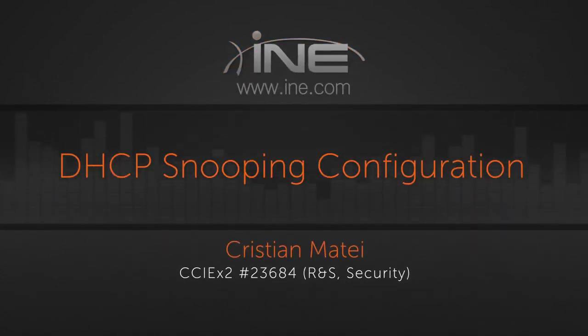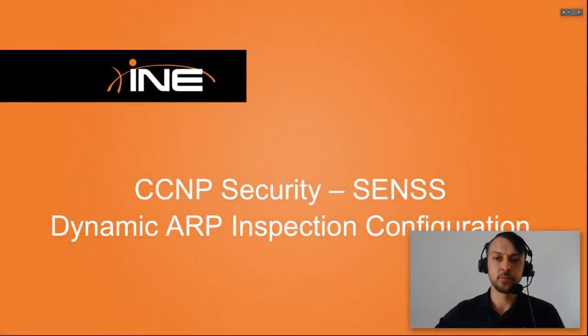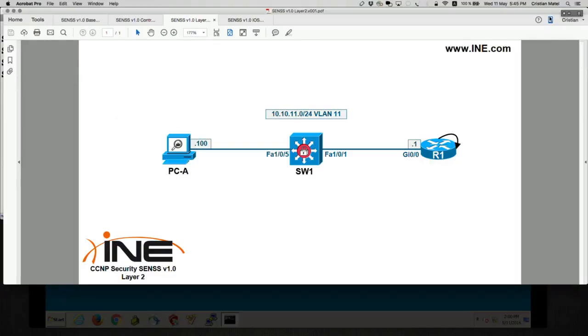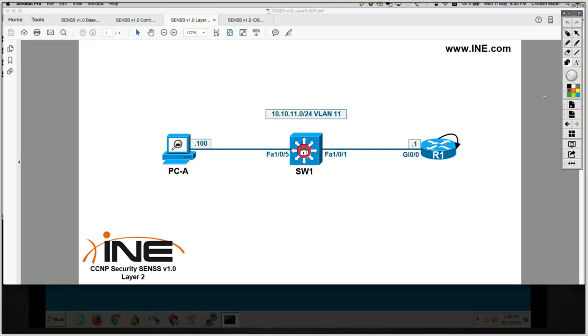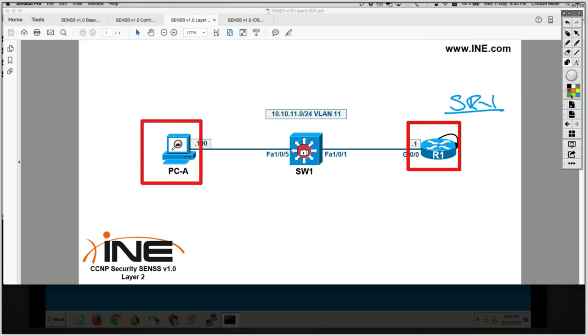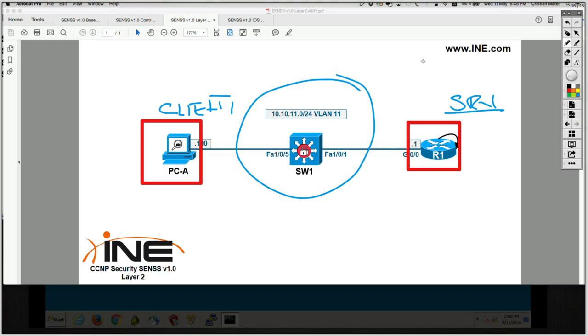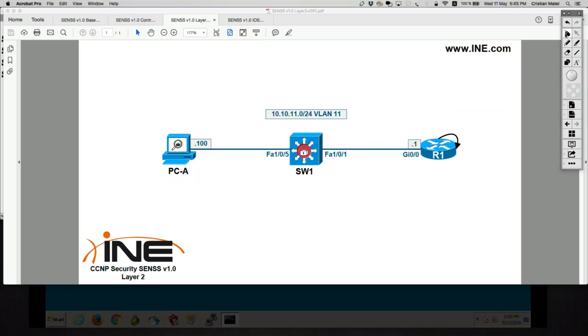Okay, next let's go to the actual configuration of this feature. Looking at our diagram, we have router 1, which is pre-configured as a DHCP server, and PCA is pre-configured as a DHCP client. Before we configure snooping on the switch, let's confirm that the server has assigned an address to the client, and IP connectivity works.